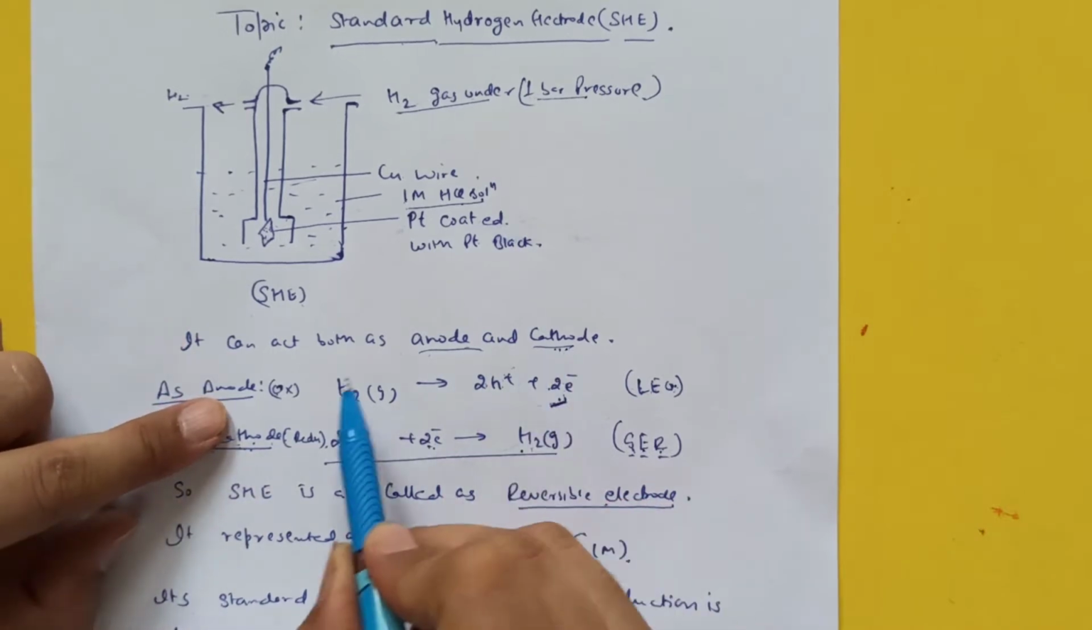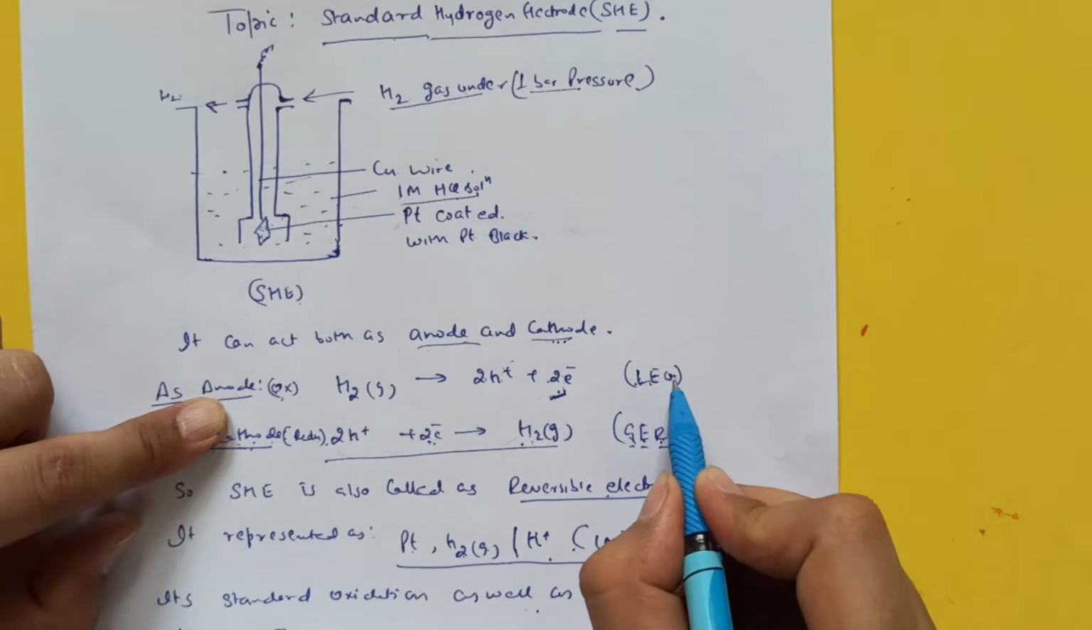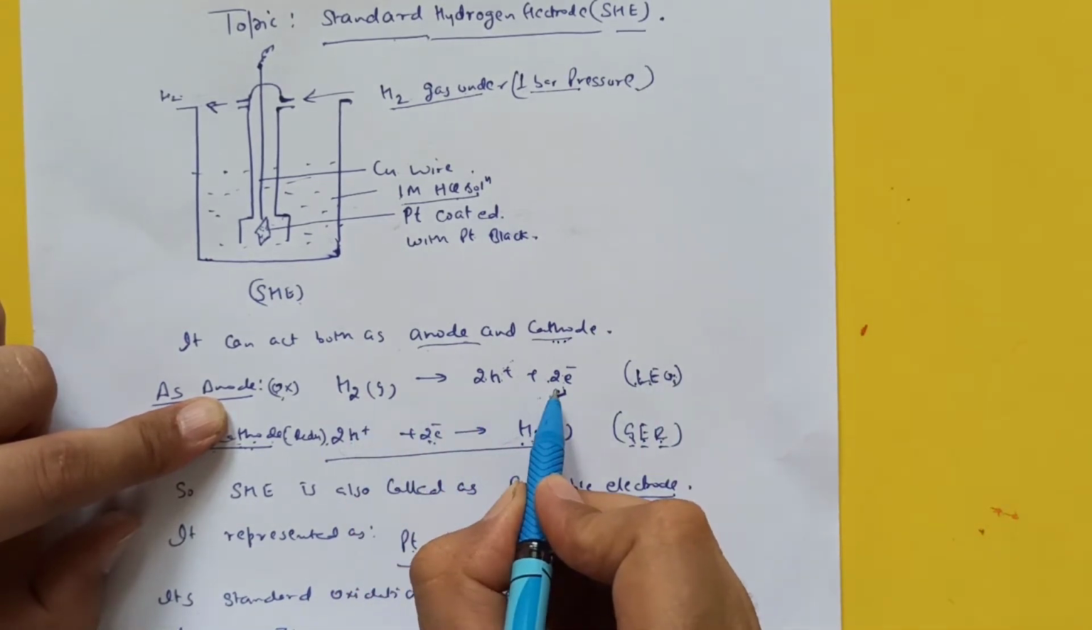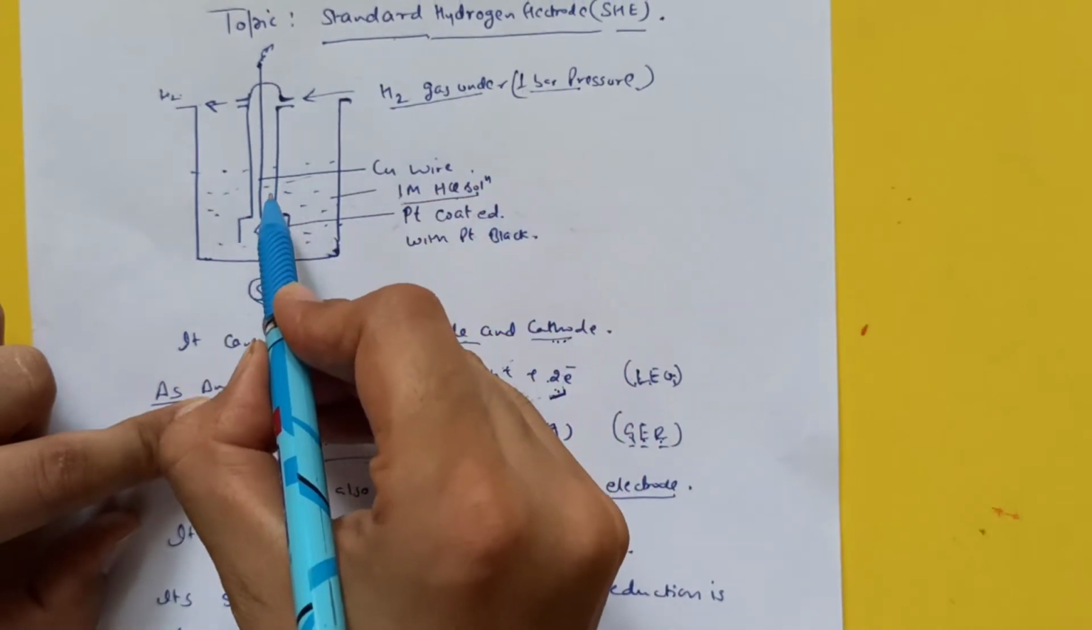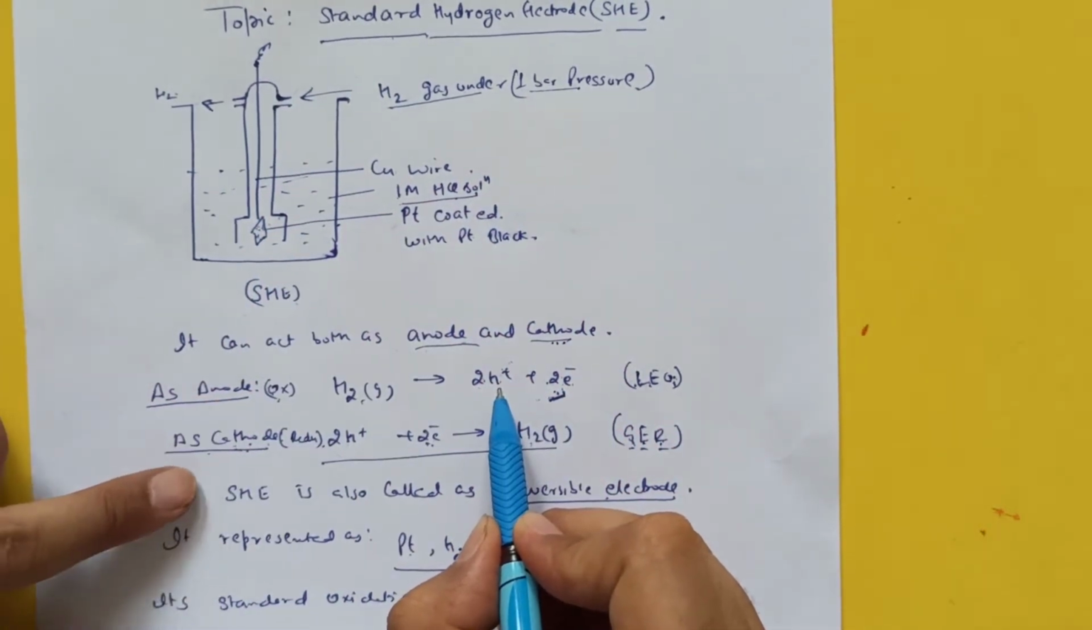We know at anode oxidation takes place, and the code for oxidation is LEO, loss of electron oxidation. So this hydrogen releases 2 electrons, loss is going on. This hydrogen gas coming from the right side loses 2 electrons and is converted into 2H plus ions.